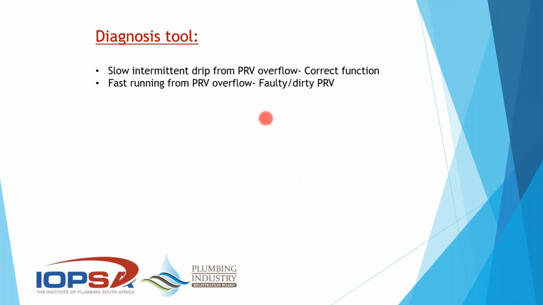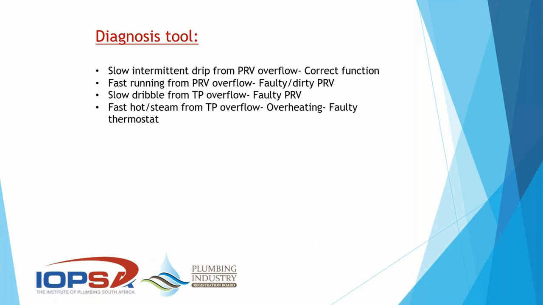Fast running from the PRV overflow, that's probably a dirty or a faulty PRV, so you could diagnose that over the phone almost. Slow dribble from the TP overflow, you could almost certainly diagnose that as a faulty PRV. Again, it's a pressure-related thing. It's not a catastrophic steam release. It's a pressure-related discharge from the TP, so you could probably say that it's the PRV that's faulty. If it's a fast, hot steam overflow, hot water, we all know the story there. It's going to be a faulty thermostat. So there already we have two pipes, each behaving in two different ways, and we are able to immediately narrow it down to a particular component.